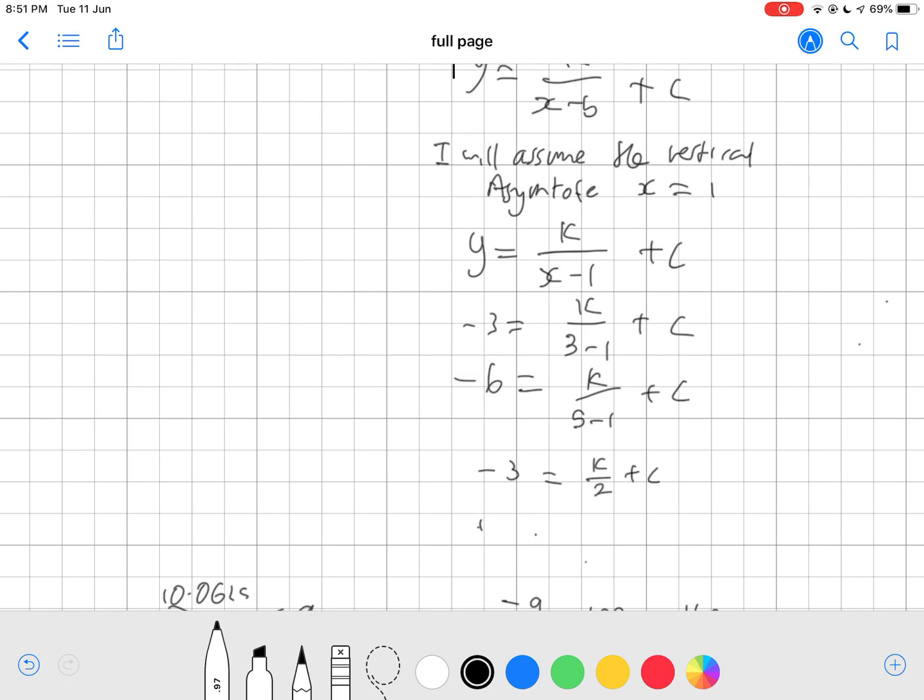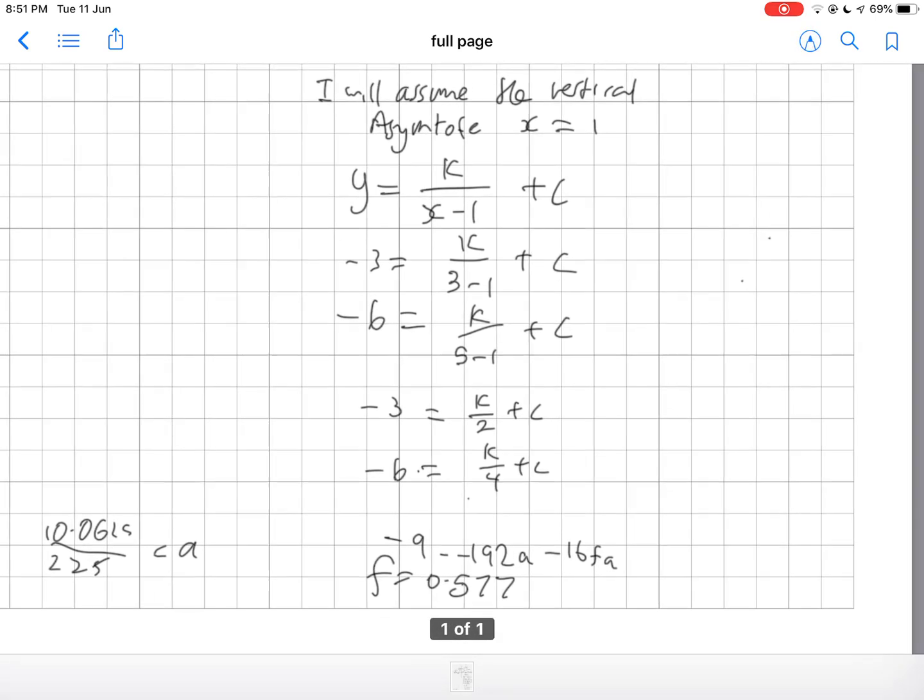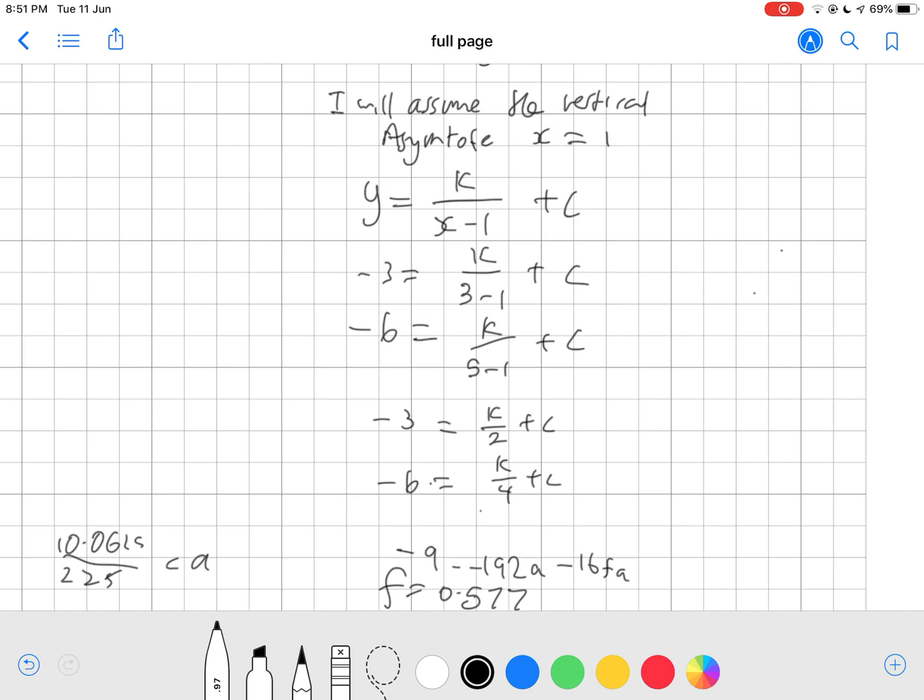plus c, and -6 equals k divided by 4 plus c. Okay, so the next thing we should probably do is make c the subject of the formula. So k divided by 2, move the minus 3 to the other side, becomes positive 3, so k divided by 2 plus 3, and then you move the plus c to the other side, becomes minus c. For the other equation, we get k divided by 4 plus 6 equals negative c.